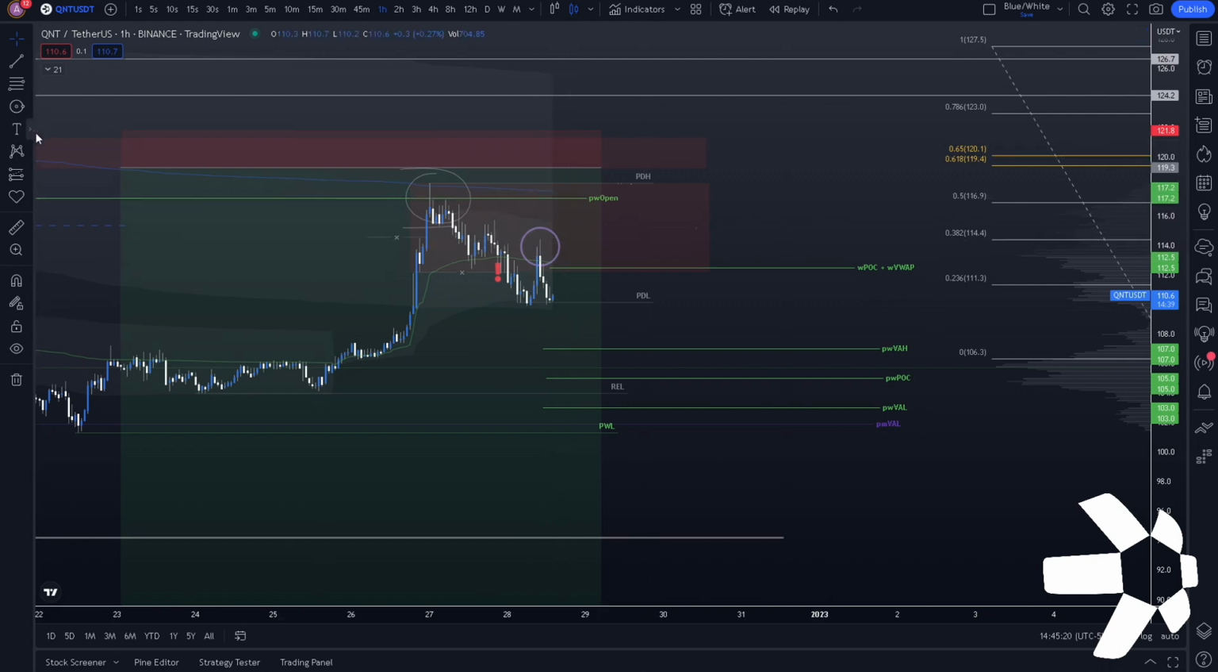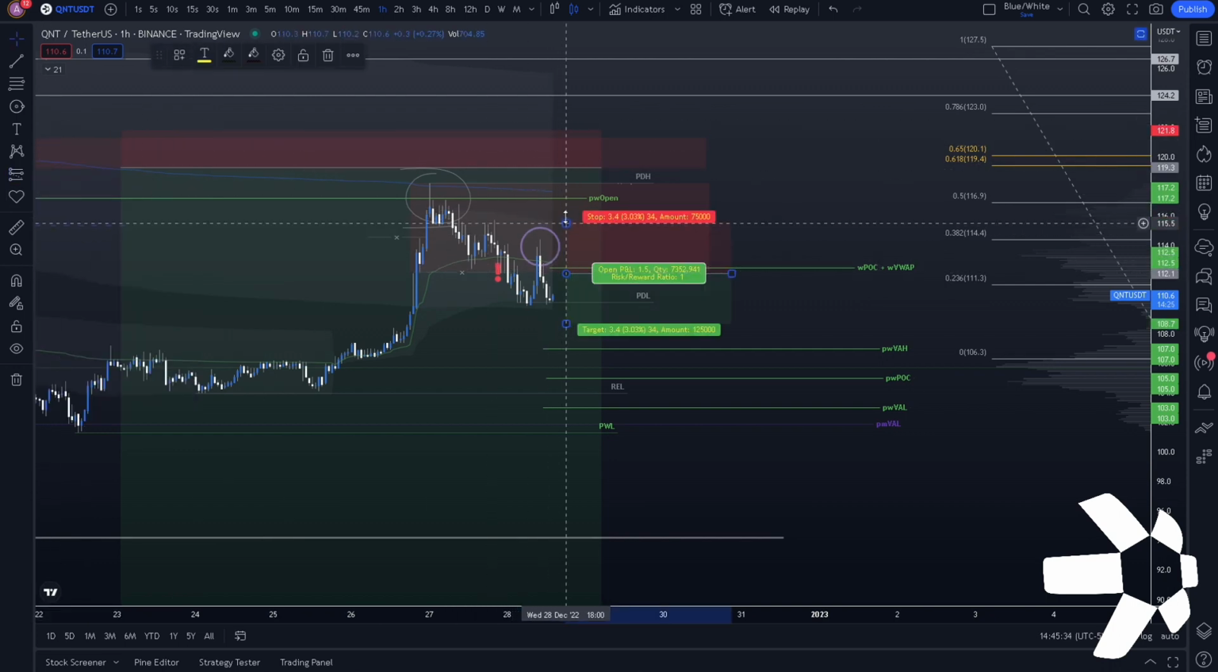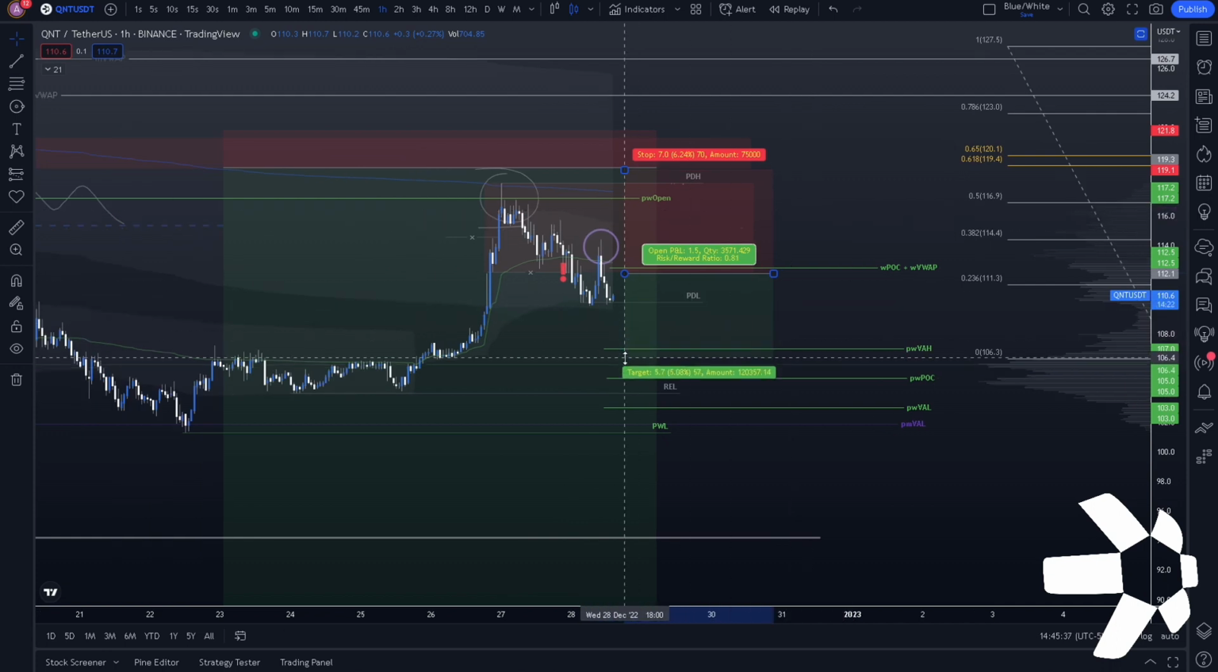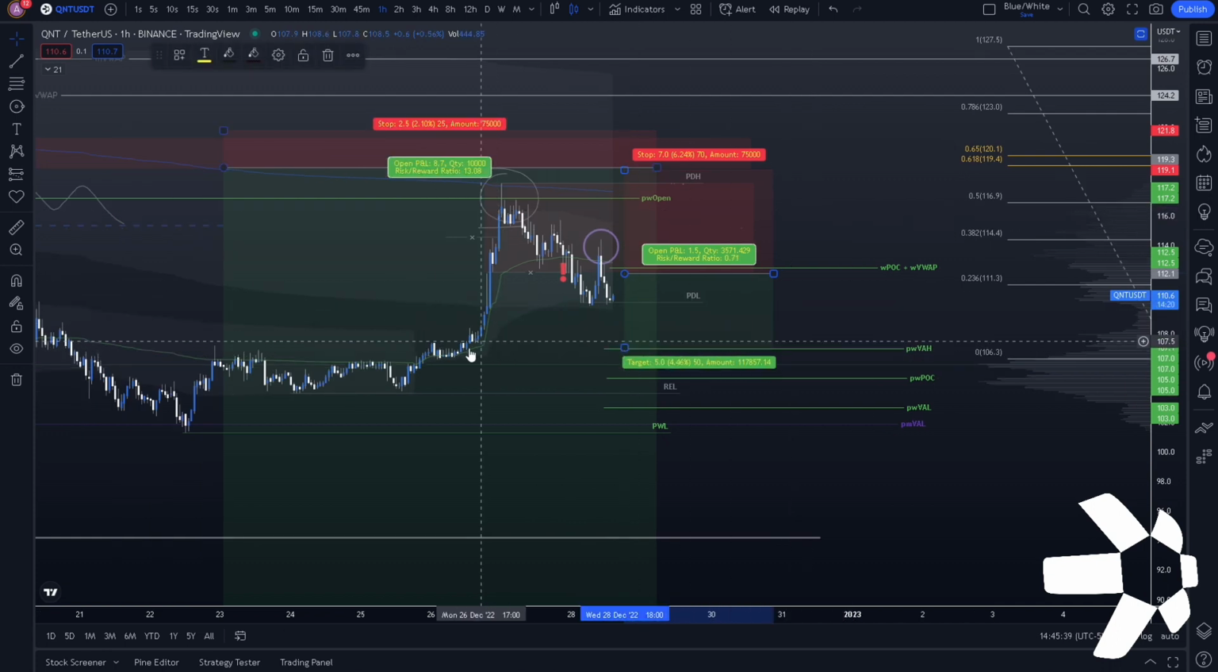So if you're more of a day trader or a very short-term swing trader, you can do this on the 1 hour, on the 15 or the 10, just on a lower time frame, and your trade would have looked something like this, and you probably target your previous week, like maybe one of these order blocks.